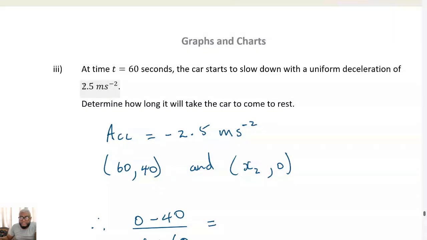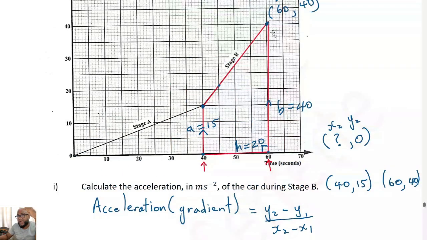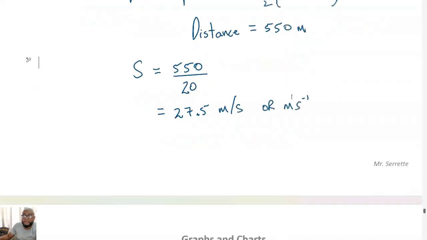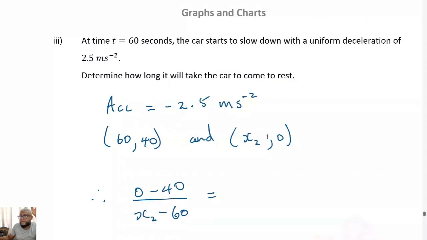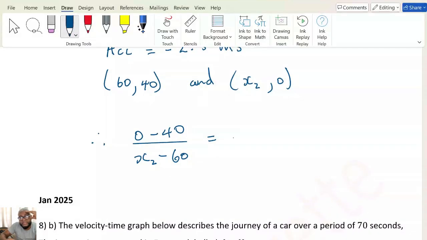So they told you your deceleration is 2.5 meters per second squared, which will be negative 2.5 meters per second squared. So I have two coordinates for that new stage, which is going to be a deceleration. We started at 60, 40, and we're coming down, so I have 60, 40. We don't know where x2 will be. What we know is that when you come to the x-axis, the value of y will be 0.